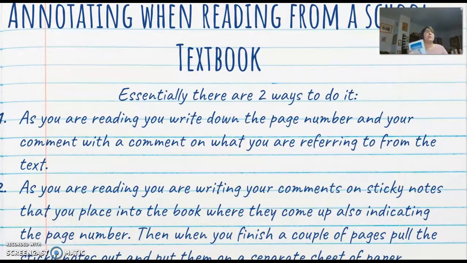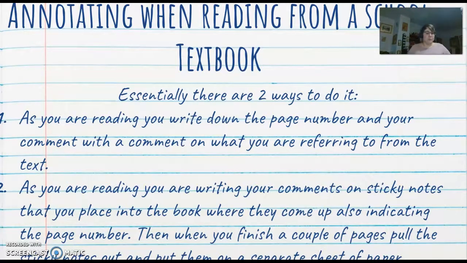Okay, how am I going to require you to annotate? Essentially, there's going to be two ways you do it. The first one is probably pretty familiar. You take your lined piece of paper next to the book and you write down a page number, and then you write down your comment and whatever you are referring to.